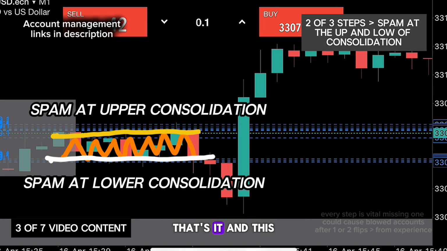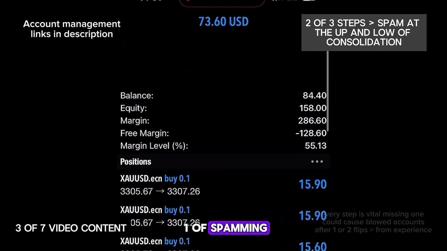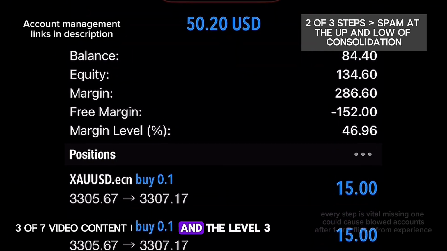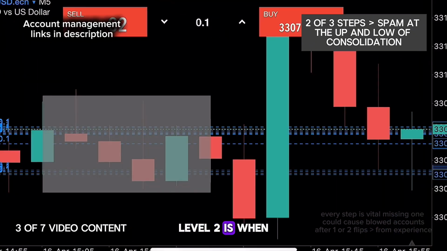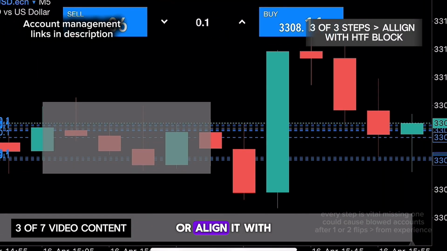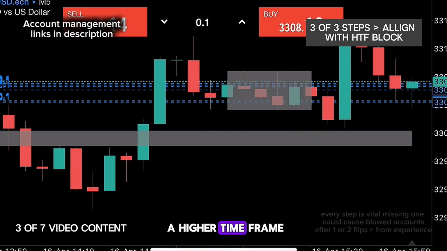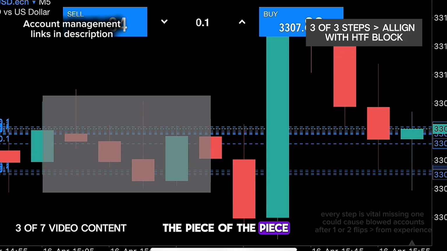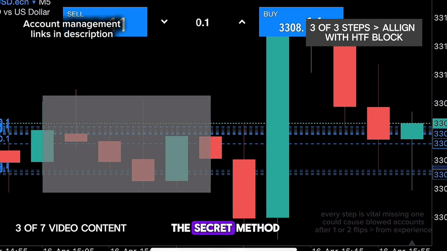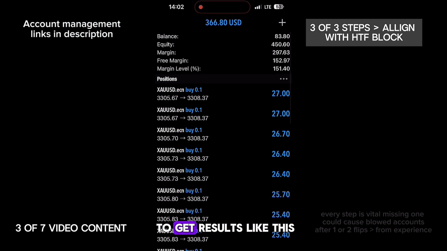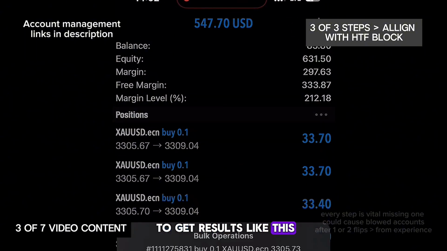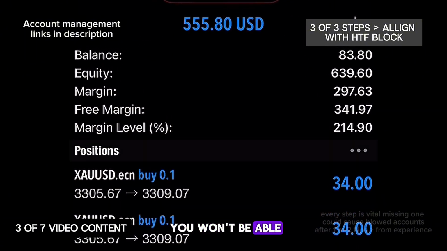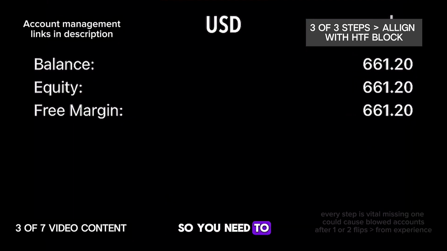That's it. And this is just the level 1 of spamming. I'll still tell you the level 2 and the level 3 and the level 4. Level 2 is when you align it with a higher time frame block, which is down there. The remaining spamming techniques come later, and this is just the base of the base. I'm not even using the secret method, and I was able to get results like this. But with this strategy, you won't be able to sustain wins like this, so you need to up your game.